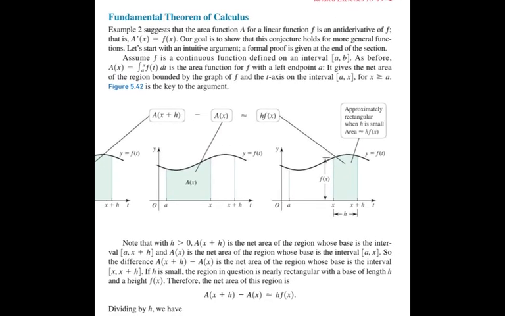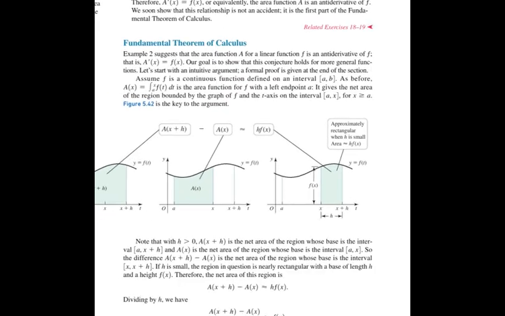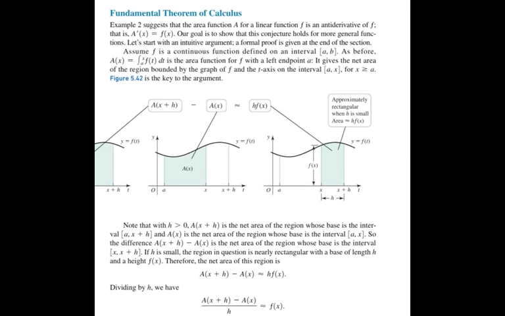So now let's see if we can develop this notion. Example 2 suggests that the area function A for a linear function f is an antiderivative of f. That is, the derivative of the area function gives us the original function. Our goal is to show that this conjecture holds for more general functions. So we found the area function of a shape that we already knew the area of. But what if we have a function where we don't? It's not a basic shape, right?